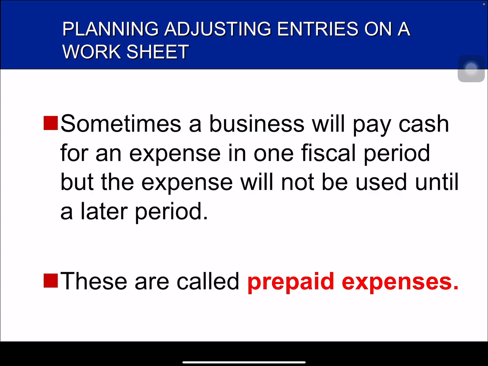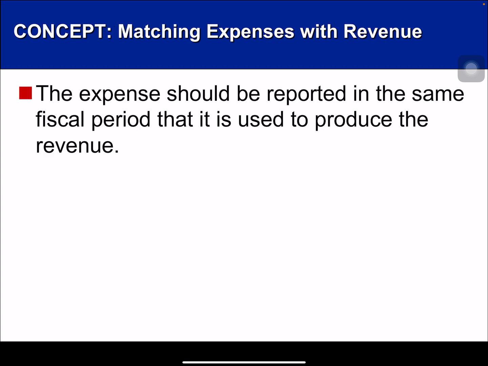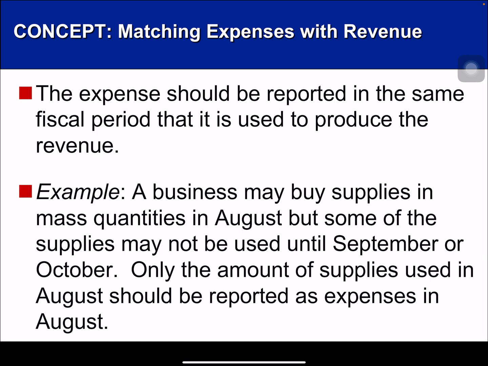Sometimes a business will pay cash for an expense in one fiscal period, but the expense will not be used until a later period, and these are called prepaid expenses. The expense should be reported in the same fiscal period that it is used to produce the revenue. Example, a business may buy supplies in mass quantities in August, but some of the supplies may not be used until September or October. Only the amount of supplies used in August should be reported as an expense in August, and the rest will be reported later on.